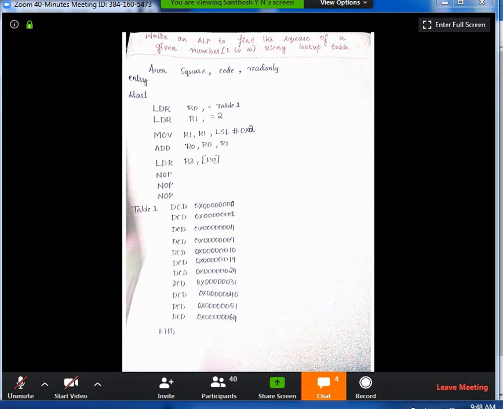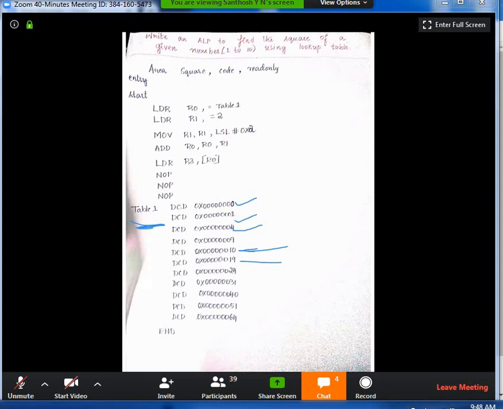So I have created one lookup table. The name of the lookup table I had given as table 1. So this 0 is nothing but the square of 0. This 1 is the square of 1. This is the square of 2. So this one, instead of writing 16, I have written 10. Why? Because 4 4s are 16. 16 is a decimal number. If you convert the decimal number 16 to hexadecimal, you will get 10. Okay. Next, 5 5s are 25.